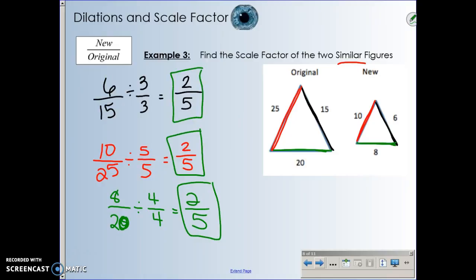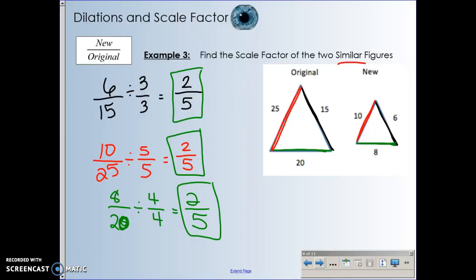Okay, now is 2/5 bigger than 1 or less than 1? It's less than 1, which makes sense because the original to the new gets smaller. We said that if it's less than 1, it's going to be a reduction. Okay, copy this down and then go ahead and try example 4.